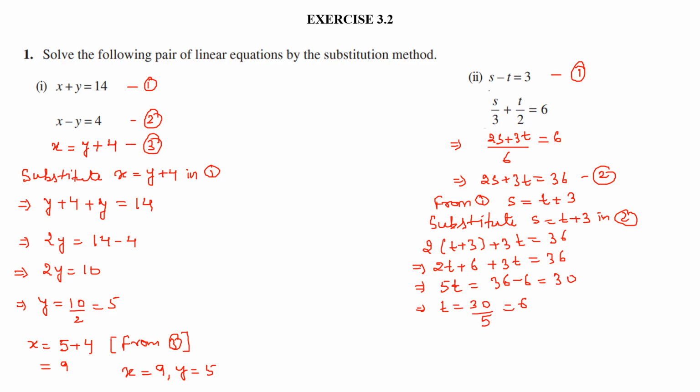And once you get the value of t, let's find the value of s, which is t plus 3. So 6 plus 3, 9. So the value of s is 9 and t is 6. We can substitute quickly in first equation. So 9 minus 6 is 3 and your RHS is also 3. It means your answer is correct.